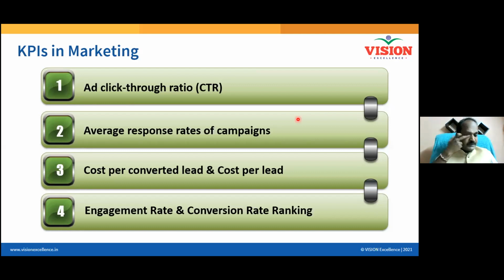Converted lead means it is not only a lead, the lead is inside the program, but a plain lead is just a lead, not inside the program. So there are two metrics which will differentiate whether a business happened or not. Similarly, the engagement rate and conversion rate ranking. How is your ad performing with respect to similar advertisements?